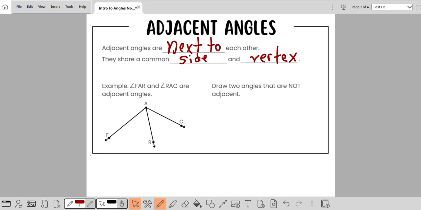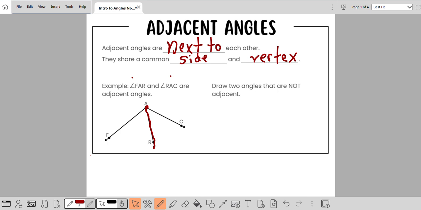So, for example, we have angle FAR and angle RAC, and they are adjacent. What makes them adjacent is this common vertex and this common side. That's what makes those two angles adjacent. They are next to one another.